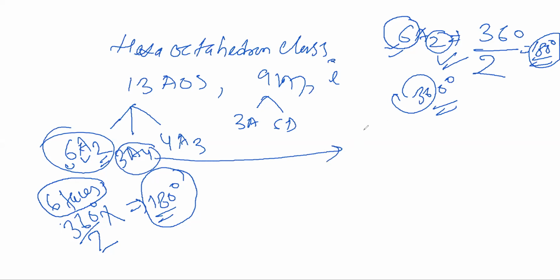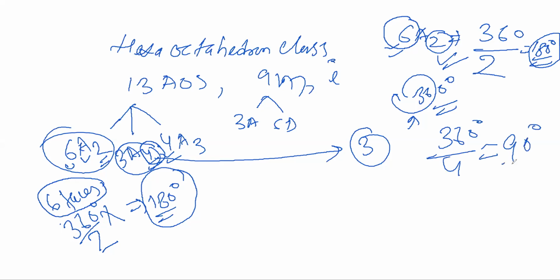3 axes of 4-fold symmetry, that means there are 3 such axes along which if we rotate a crystal 360 degrees, the same face repeats 4 times, because this is 4-fold symmetry. This is 4-fold symmetry, which means 360 degrees divided by 4. So the repetition of the same face will be at every 90 degrees. Getting my point or not?